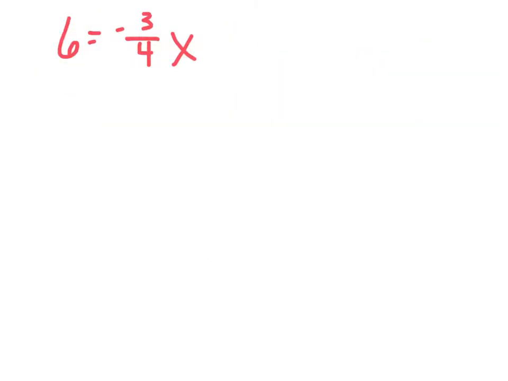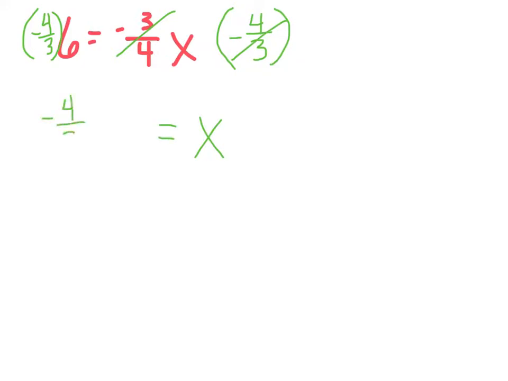Next equation, 6 equals negative 3/4 x. So I have to remember my variable is being multiplied by a fraction. By 3/4, the opposite is divide by 3/4. But we don't want to show dividing by 3/4. We multiply by the reciprocal. And if it's negative, we keep it negative. Multiply by the reciprocal. So those cancel, and I have x. And over here, I have negative 4/3 times 6 over 1. I can cross simplify, and negative 8 equals x.